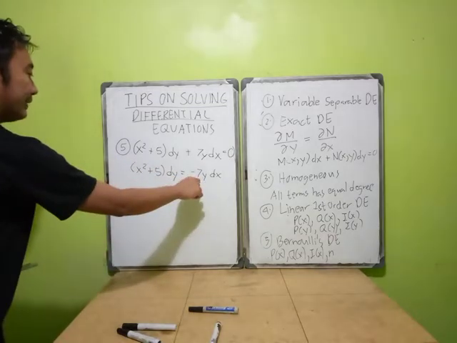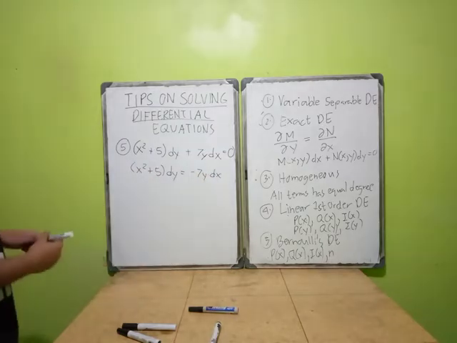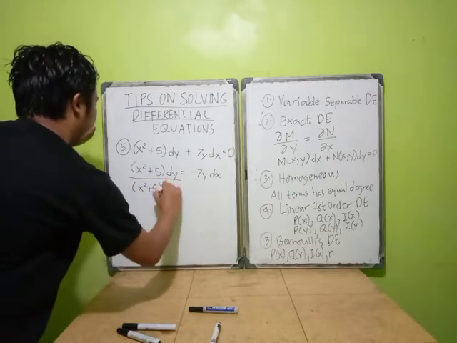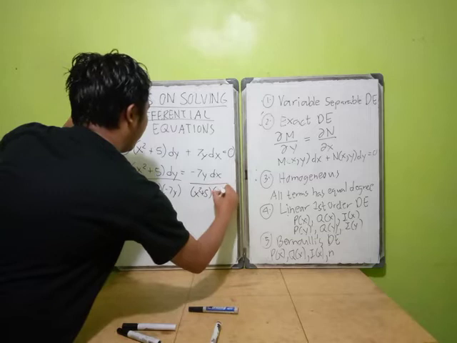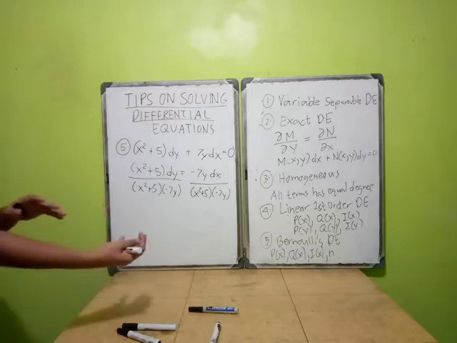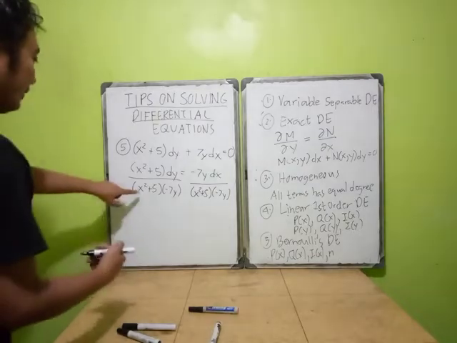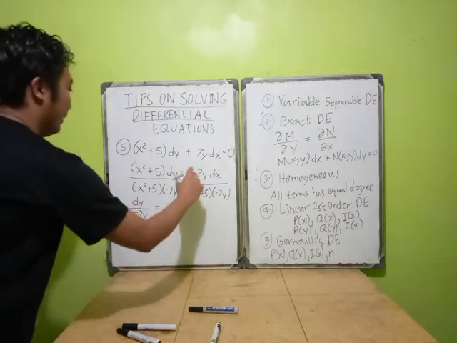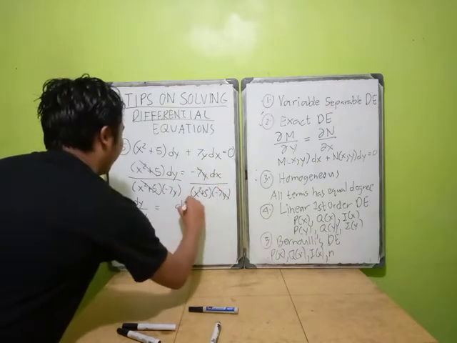So this negative 7y, we can move to the bottom here, and this x squared plus 5, we can move to the bottom here. It is like dividing all the terms. You divide this by x squared plus 5 and negative 7y, and this also by x squared plus 5 and negative 7y. What you do to the left, you do also to the right. That is a legal method. So it becomes dy over negative 7y, equivalent to dx over x squared plus 5, after the cancellation.